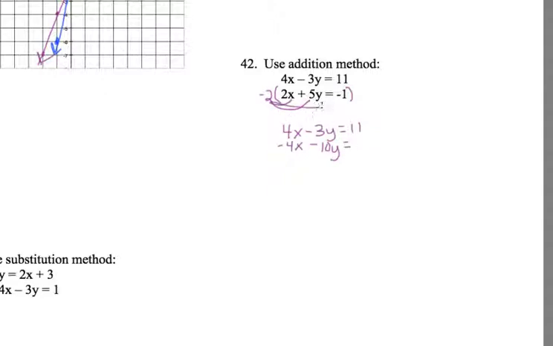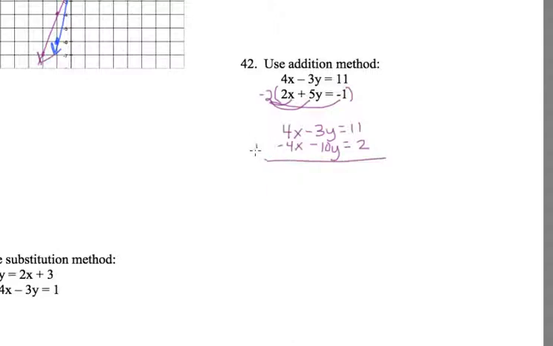Sometimes people forget to distribute this last one. -2 times -1 is +2. So now, I know I've done it right because when I look at my x's, I have 4's here, and one's positive, one's negative, and that's what I want. I could have chosen to eliminate the y's instead, and I'd have had to multiply by different things, but I could have made those cancel out as well.